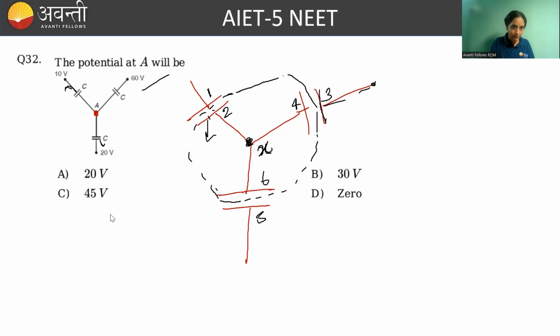Then let's calculate the charge on plate 1. This is 10 volt. Potential difference is 10 minus X, and capacitance is C. So the charge will be how much? Q equal to CV, that is 10 minus X into C.